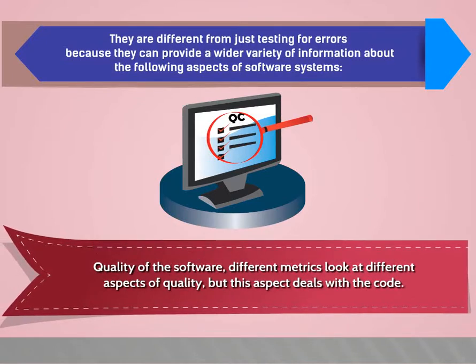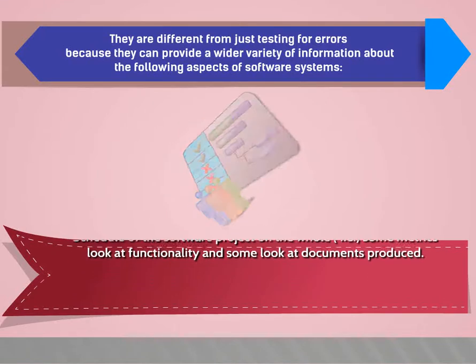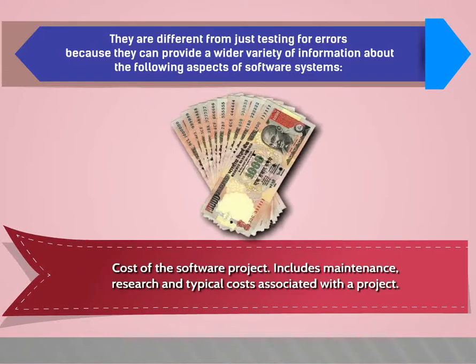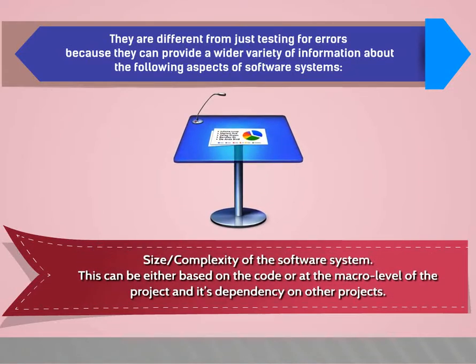Quality of the software. Different metrics look at different aspects of quality, but this aspect deals with the code. Schedule of the software project on the whole, that is, some metrics look at functionality and some look at documents produced. Cost of the software project includes maintenance, research, and typical costs associated with a project. Size or complexity of the software system. This can be based either on the code or at the macro level of the project and its dependency on other projects.